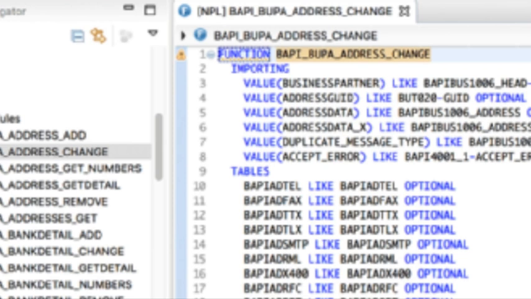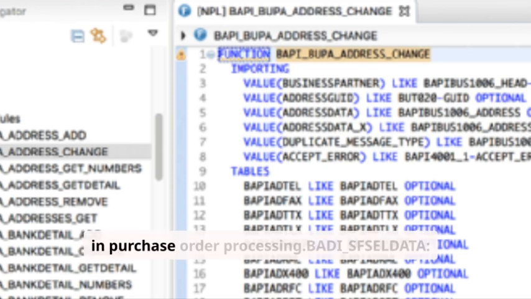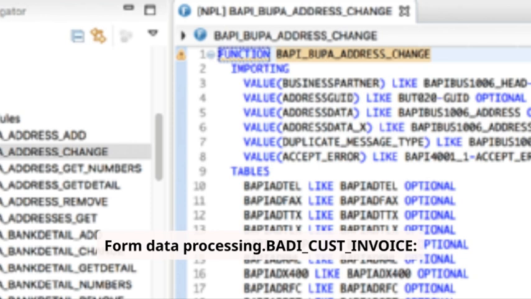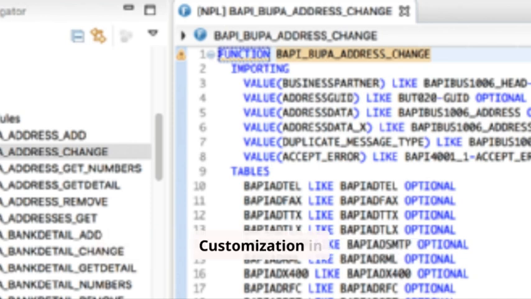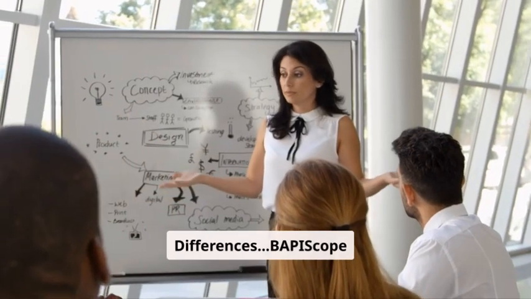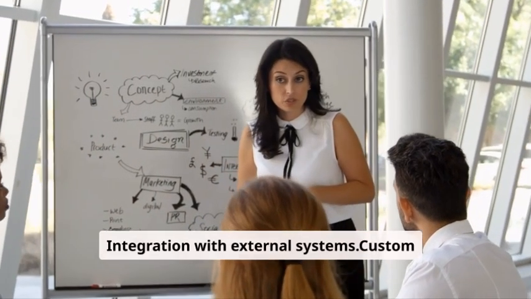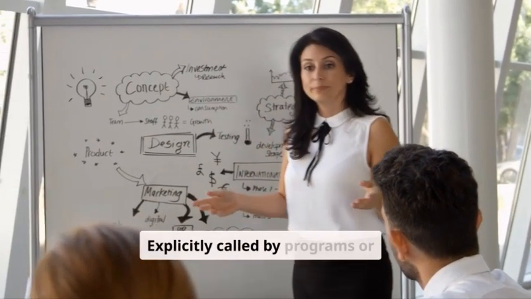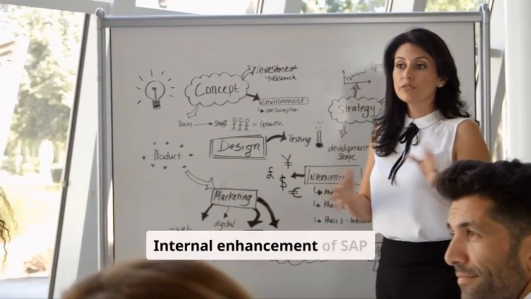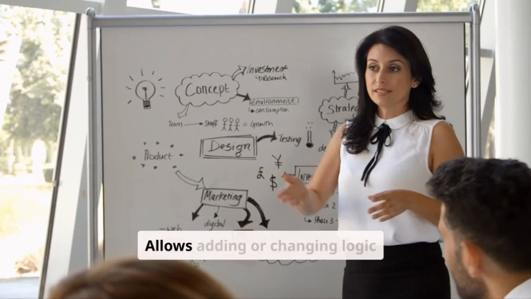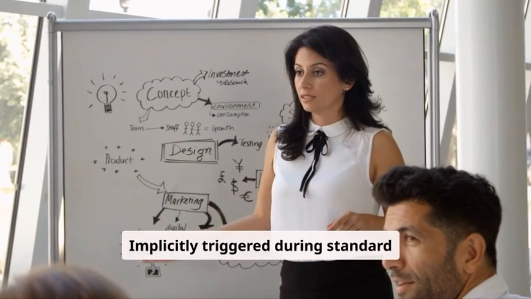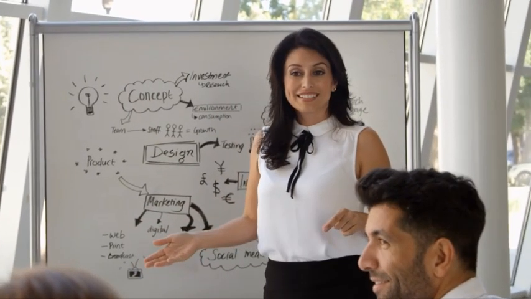BADI examples. ME_PROCESS_PO_CUST: enhancements in purchase order processing. BADI_SD_SMARTFORM data: customization in smartform data processing. BADI_CUST_INVOICE: customization in customer invoice creation. Let's learn the key differences. BAPI scope: integration with external systems. Custom code: not modifiable or extendable by custom code; execution is explicitly called by programs or systems. BADI scope: internal enhancement of SAP processes. Custom code: allows adding or changing logic with custom implementations. Execution: implicitly triggered during standard SAP process execution.